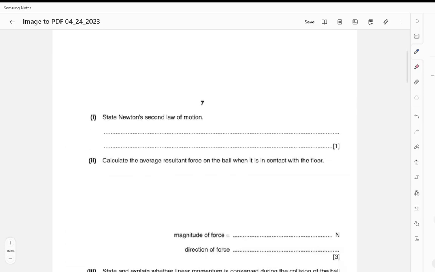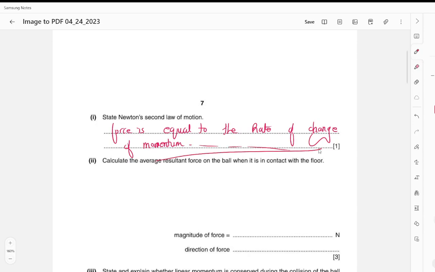State Newton's second law of motion. यार ये वाला जो law है ना, for some odd reason you guys are still stuck in the world of O levels. यार grow up. इस तरह लिखो, force is equal to the rate of change of momentum. Ye लिख कर आना. Please just write this down in the examination. Do not change the definition.